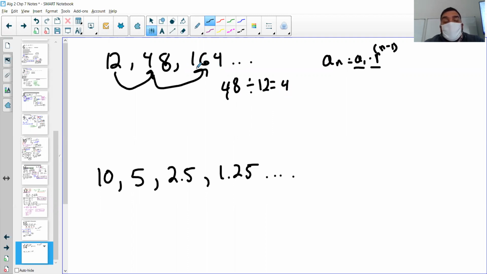Did I mess up with this math? I might have messed up. What is 48 times 4? Oh, it should be 192. I just did the math wrong. So the pattern is times 4. Okay, 192.